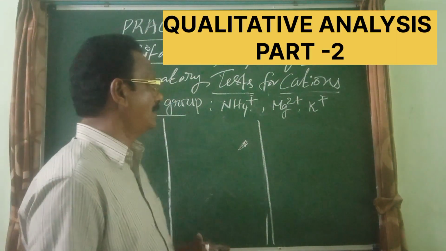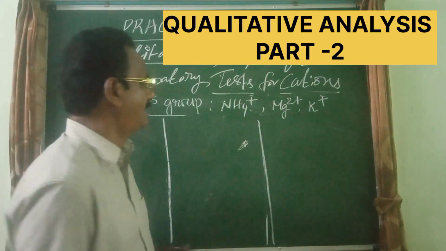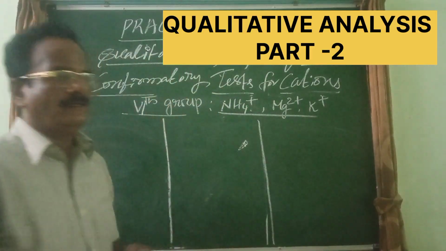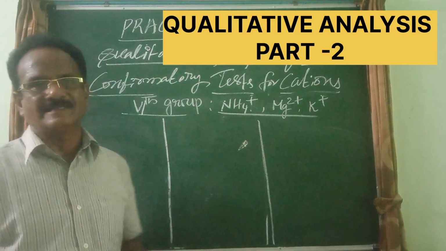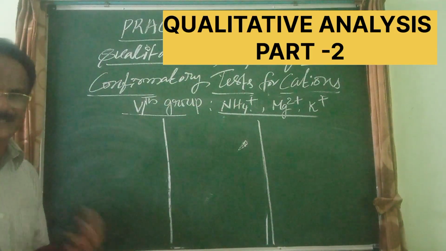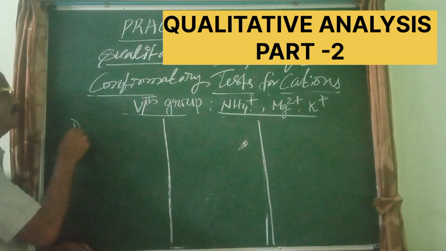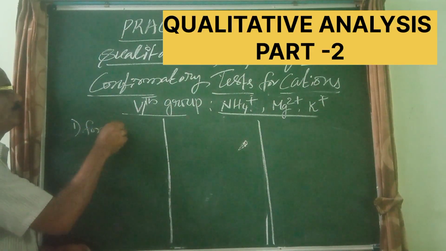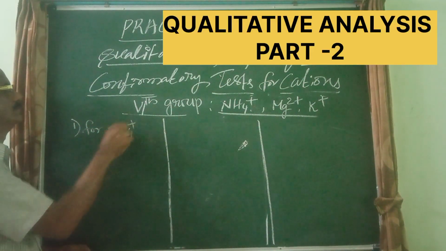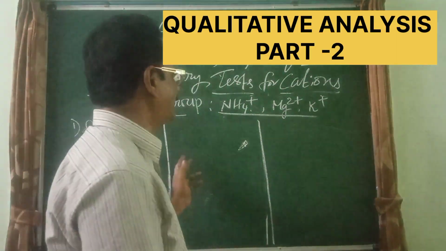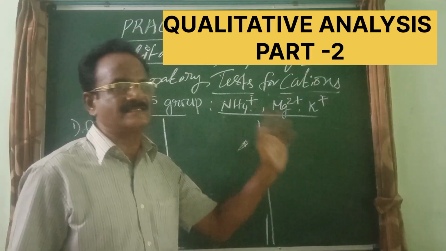If group 6 cations are identified in group analysis, then one has to check for those ions. See here, for NH4+. What are the 6th group cations here? NH4+, Mg2+, K+.